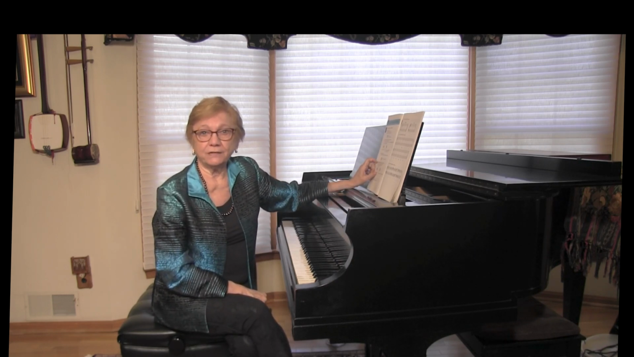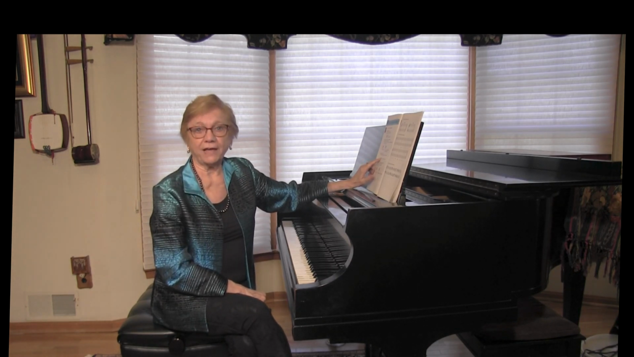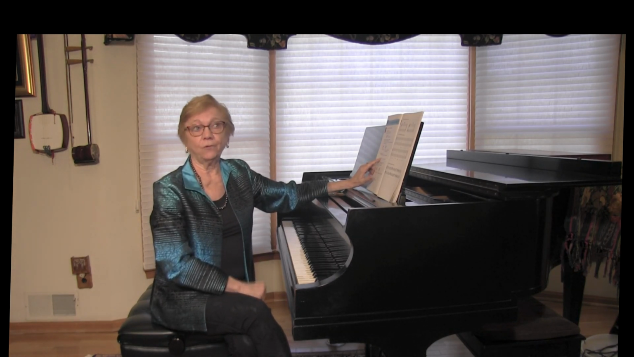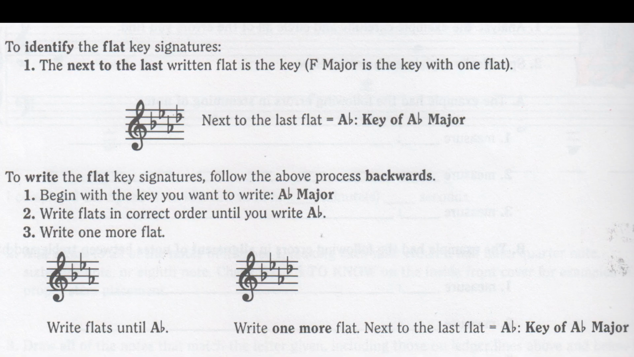Even easier. To identify flat key signatures, it's the next to the last written flat. So the only thing you have to know is F major only has one flat. So here, next to the last written flat, the example you see here has a B, E, A, D flat, 4 flats. So what do we have? The next to the last flat is A flat major, easy.